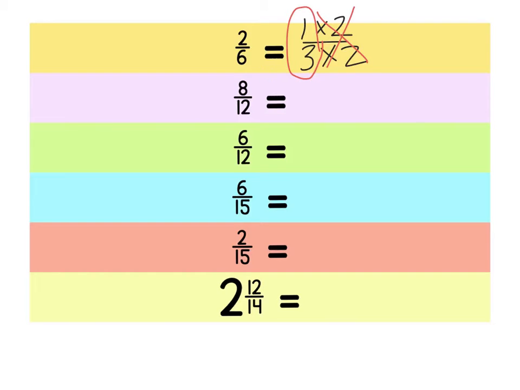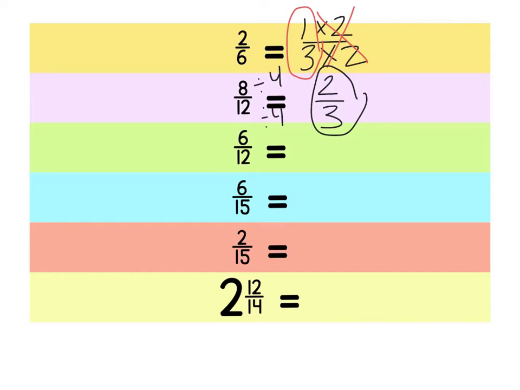For 8/12, what number can go into both 8 and 12? Well, I know my multiplication facts, and I instantly think of the number 4. So you can divide the top by 4, divide the denominator by 4. 8 divided by 4 is 2. 12 divided by 4 is 3. 8/12 in simplest form is 2/3.